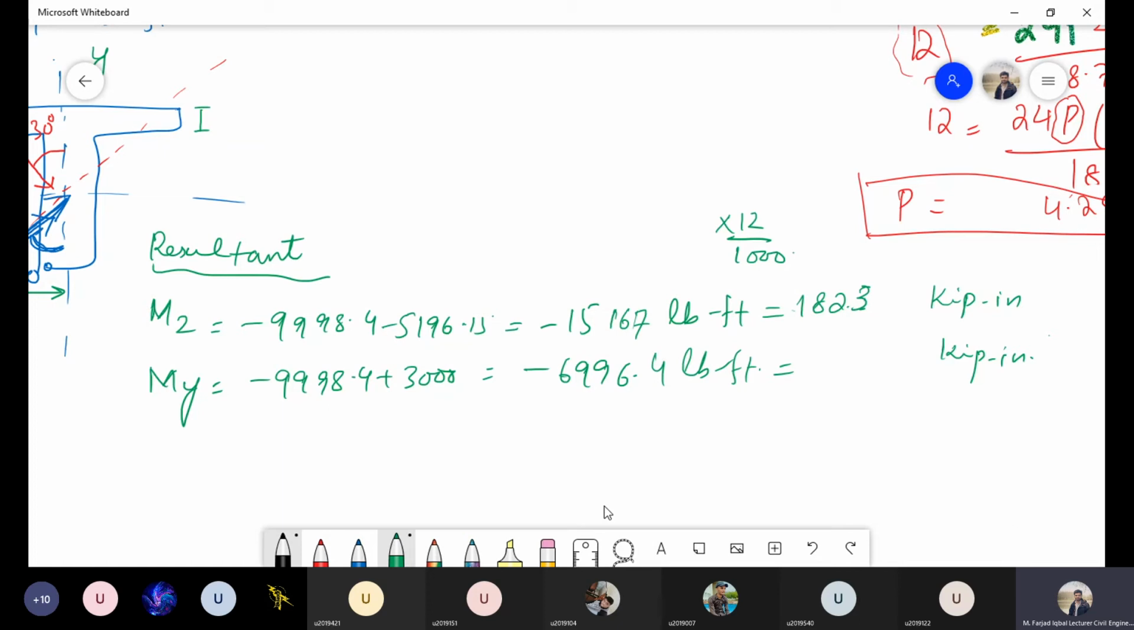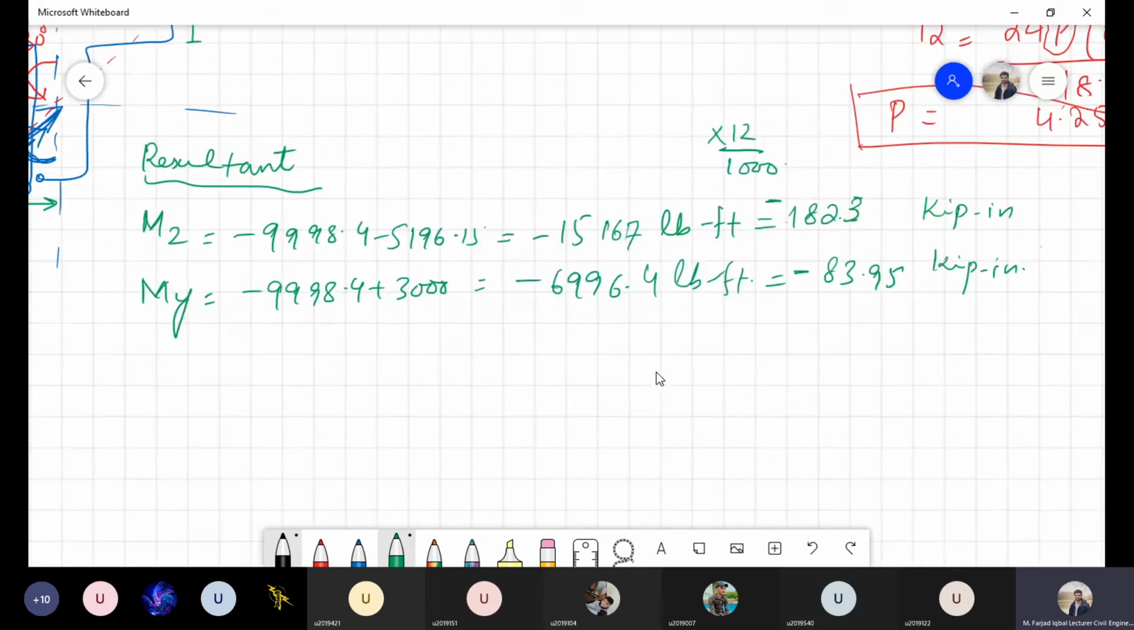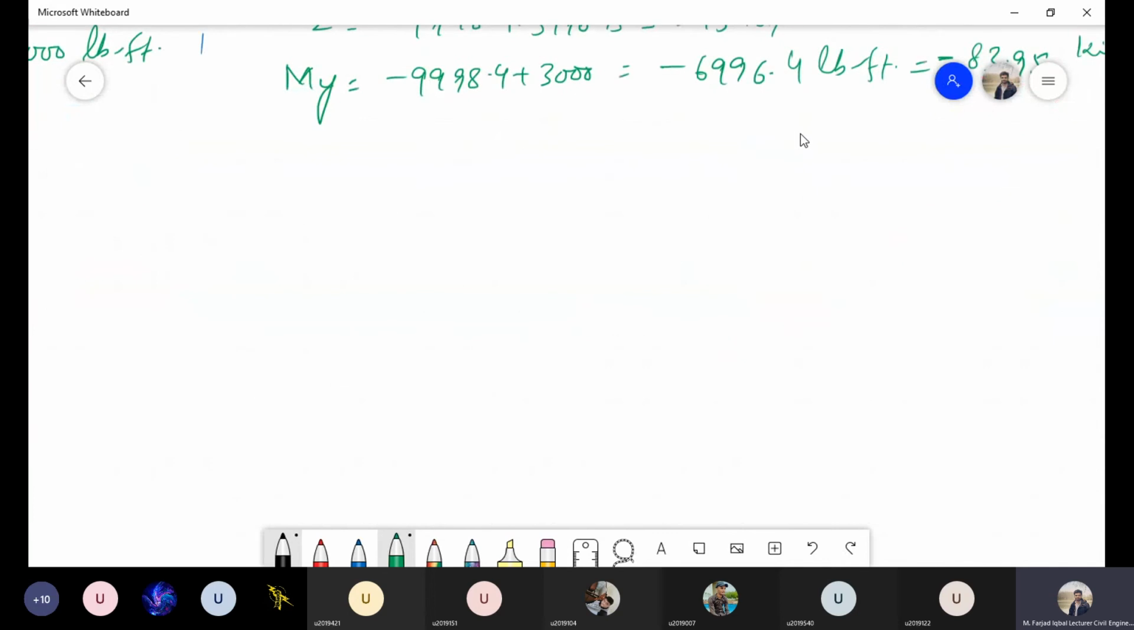But we are moving from a bigger unit to a smaller unit. And in the same way, if I convert this one to kips inches, what am I going to get? So this will be negative 182.3, and that will be negative 83.95. So I have two values of bending moments. Now these are my two bending moments, and using these I can solve my whole question just in the same manner that I have solved previously.